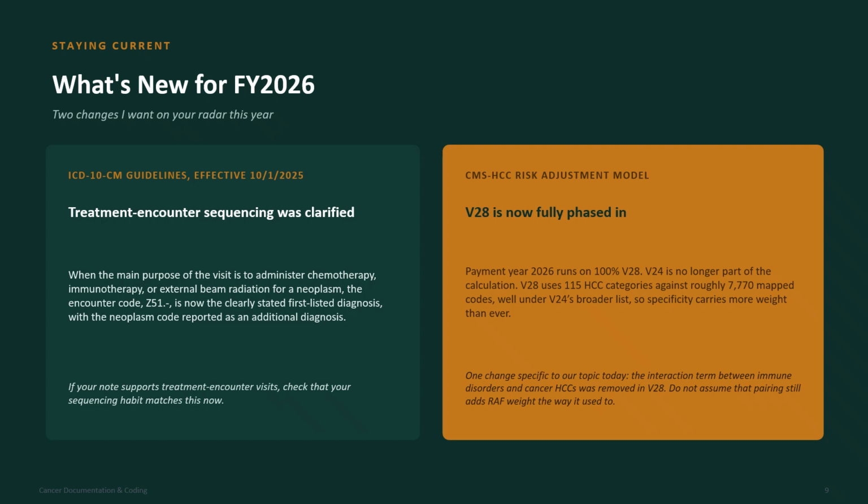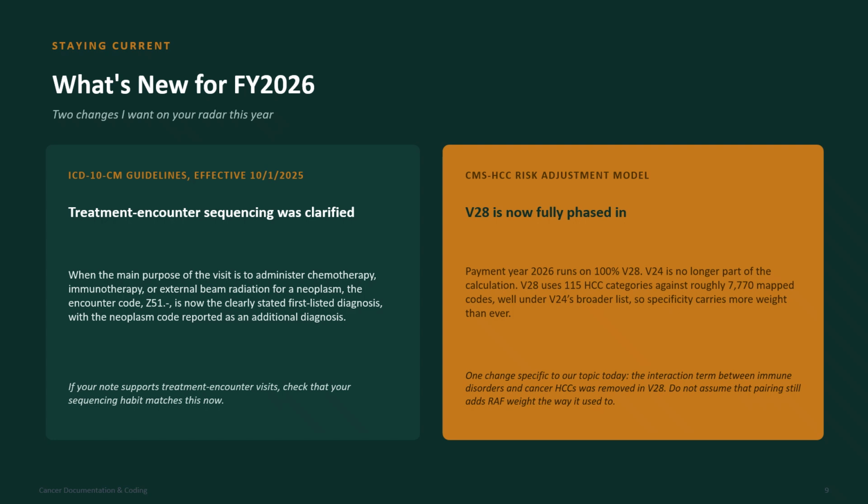The first one is the fiscal year 2026 ICD-10-CM guidelines, which were effective October 1st, 2025, clarified how we sequence treatment encounters. When the main reason for the visit is to give chemotherapy, immunotherapy, or external beam radiation for a neoplasm, the encounter code from the Z51 series is the first listed diagnosis, and the neoplasm itself is reported as an additional code. So if your habit has been to lead with the cancer code on those visits, that is a shift that needs to happen.